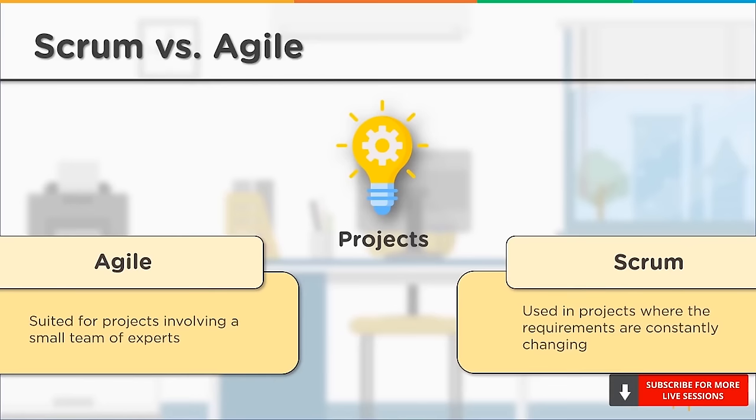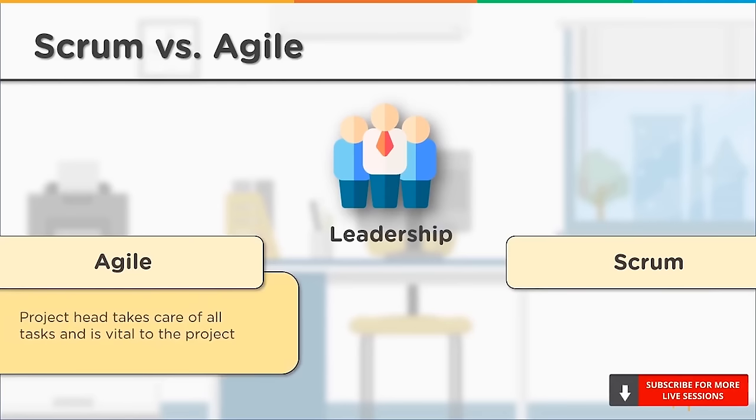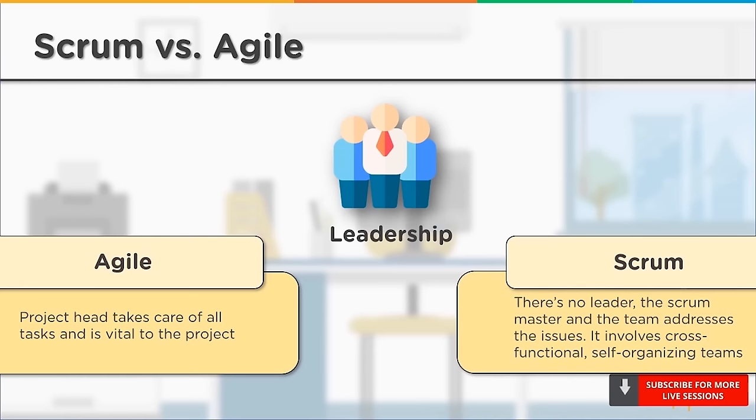Next, we have leadership. For Agile, a project head takes care of all the tasks and has a very important role to play in the process of Agile. A project head represents the entire team and is responsible for getting issues resolved by assigning them to the appropriate members of the team. In Scrum, there's no leader. There's a Scrum Master who can overall guide the Scrum process, but the team addresses issues by themselves. It usually involves cross-functional and self-organizing teams.